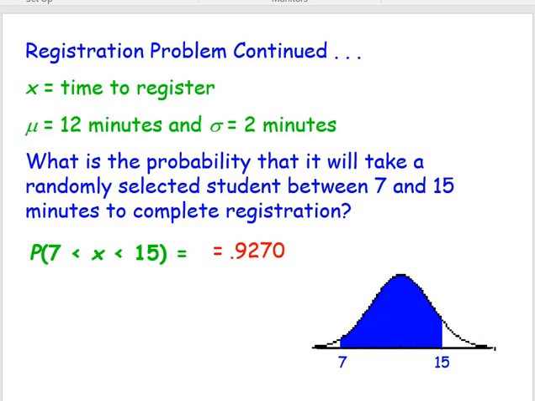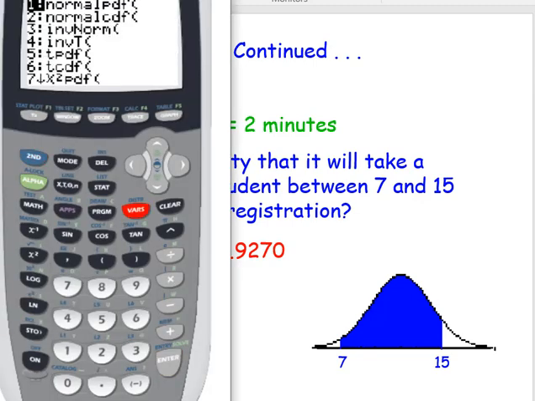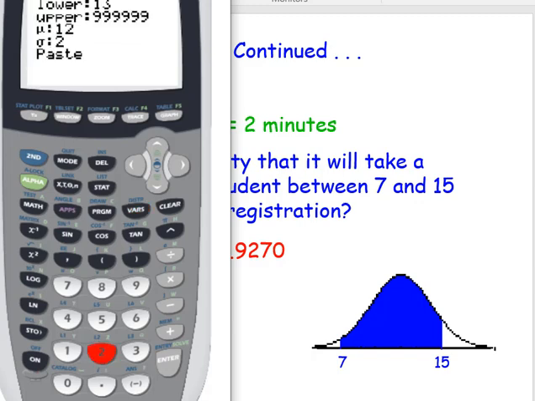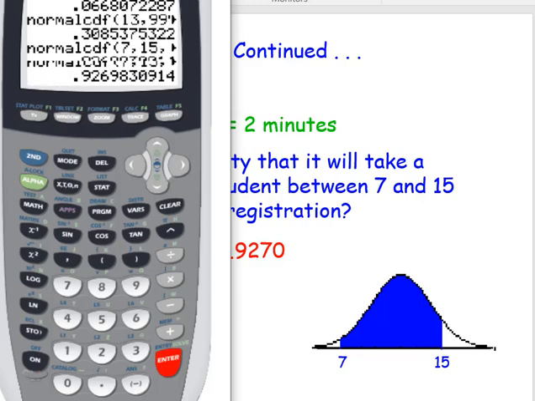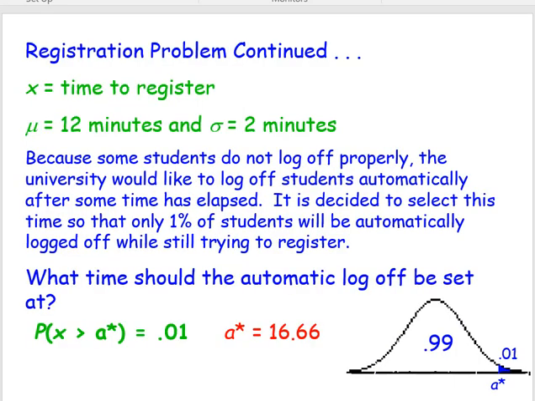Probability of being between 7 and 15. I'll go back to the calculator. Second, distributions. Now rather than arrowing down, I can just select 2 here to select normal CDF. Now I want to be between 7 and 15. Mean is still 12, standard deviation is still 2. Enter, we get 0.9269, 0.9270 it rounds to, which is what we had from the table.